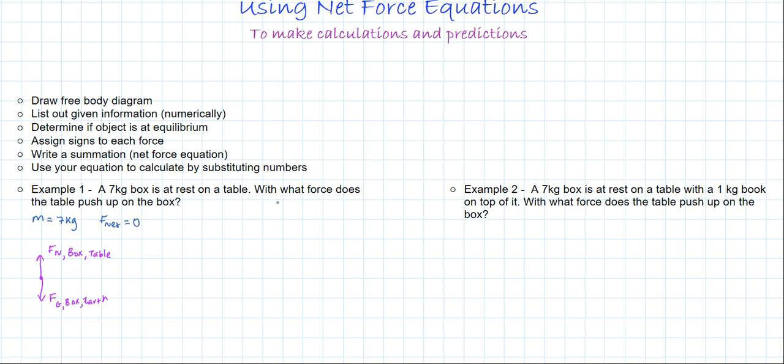Okay, with what force does the table push up on the box? Well, that's the part that I'm trying to figure out, and so I'm going to put that equal to a question mark. So I'm going to put that my normal force, which is the table pushing up on the box, is equal to question mark. So you see you have to make some sort of inference here in what information is given. The fact that it told me it was at rest, that means my net force is 0. They want to know what the table is pushing up on the box. That means I'm looking for the normal force. So now I have what I've been given.